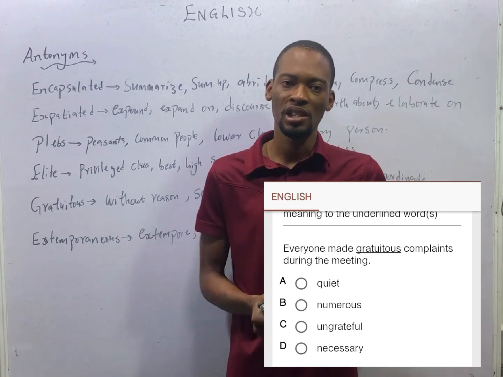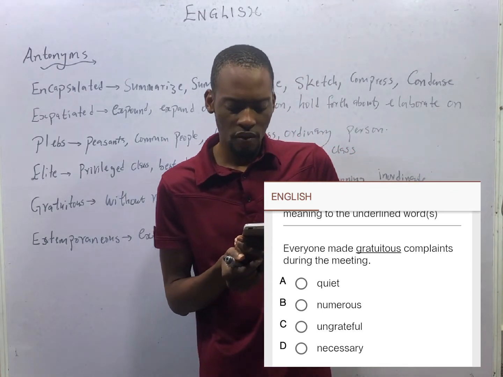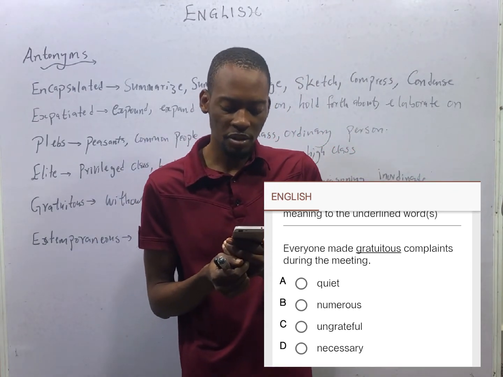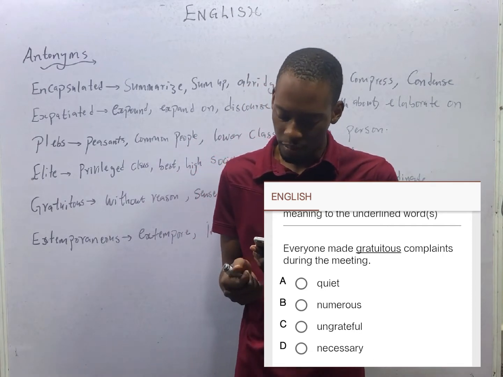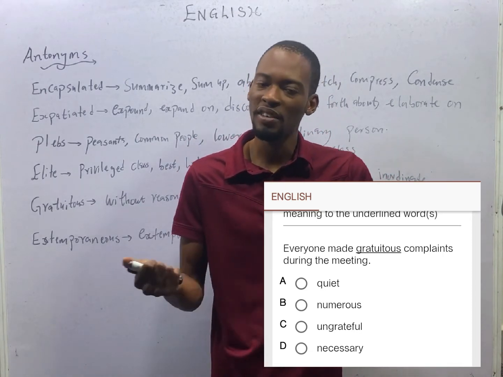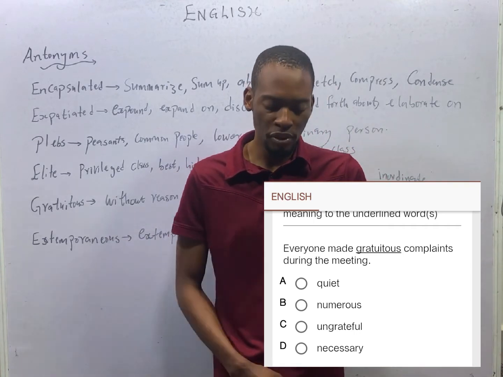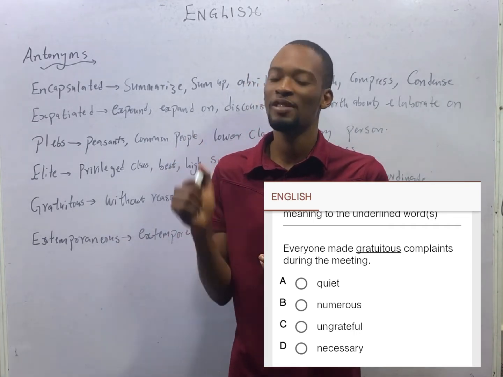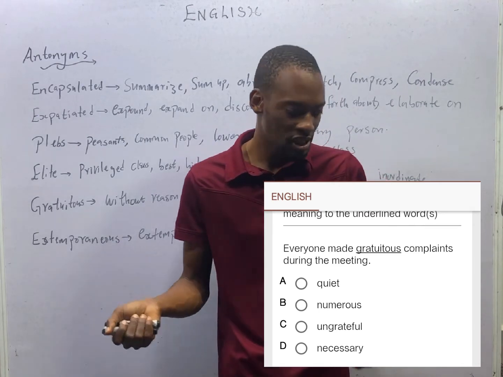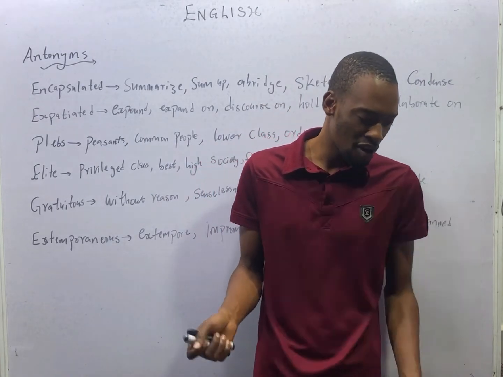And the last question for this episode. The president gave another extemporaneous speech last Friday. Extemporaneous means unprepared for, unplanned, unscripted, impromptu. The opposite will simply be a planned speech. That is option B being the correct option.